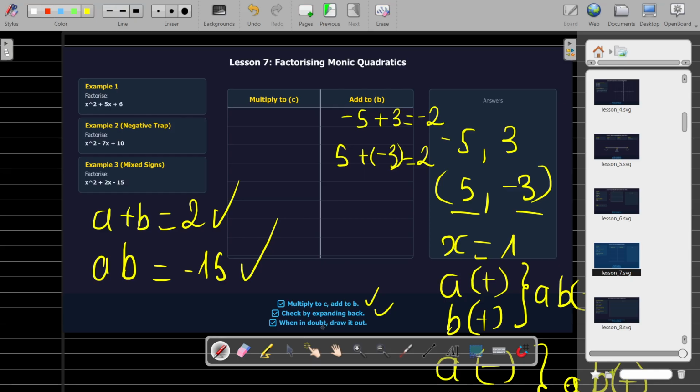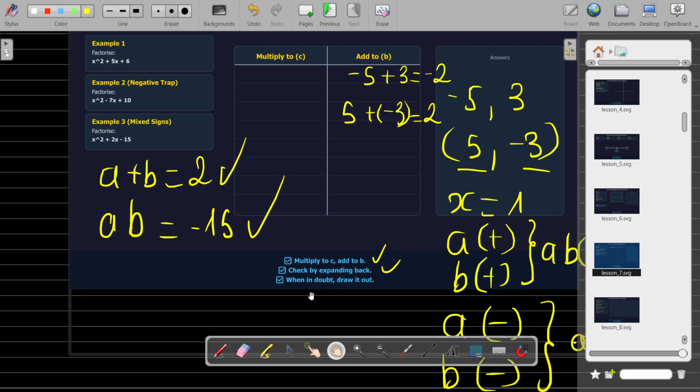And always check by expanding back, as in when you actually try to do the expansion yourself, or when you substitute a value. Substituting a value is also very useful in our cases when we want to write out notes and check whether our expansion or factorization is actually correct. Okay, and of course, when in doubt, draw it out.